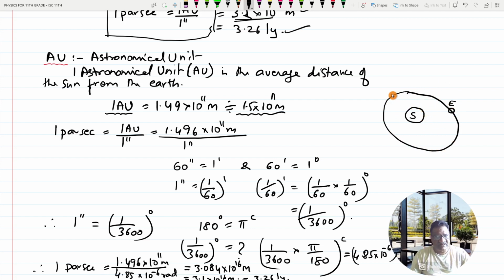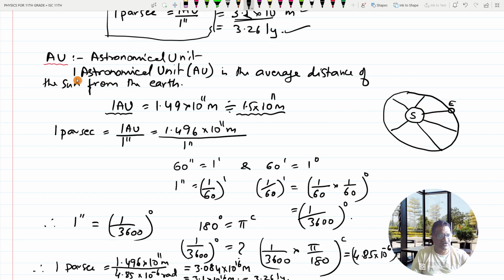So when the earth is revolving around the sun, the earth takes 365 days to complete one revolution around the sun. When the earth is traveling in the orbit around the sun, you can see that the distance between the earth and the sun keeps on changing throughout its journey. So if you take the average of these distances, that is the average distance between the sun and the earth, that average distance is known as astronomical unit.